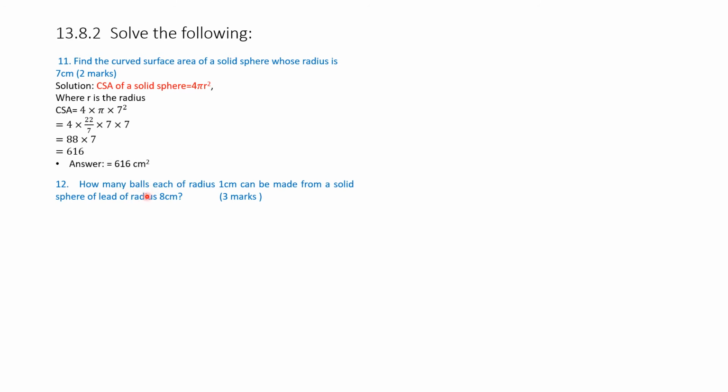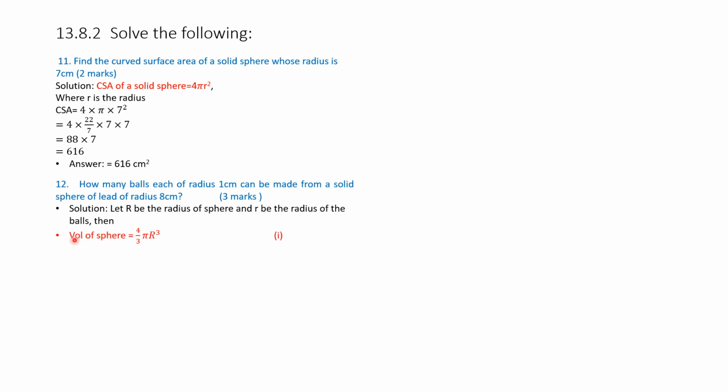Problem number 12. How many balls, each of radius 1 centimeter, can be made from a solid sphere of lead of radius 8 cm? Here one big sphere of lead is given. From there we have to make a number of balls of 1 cm each. The radius of the big sphere is 8 and of the small balls is 1 cm. We have to find n, the number of balls. Let capital R be the radius of the sphere, and small r be the radius of the ball.